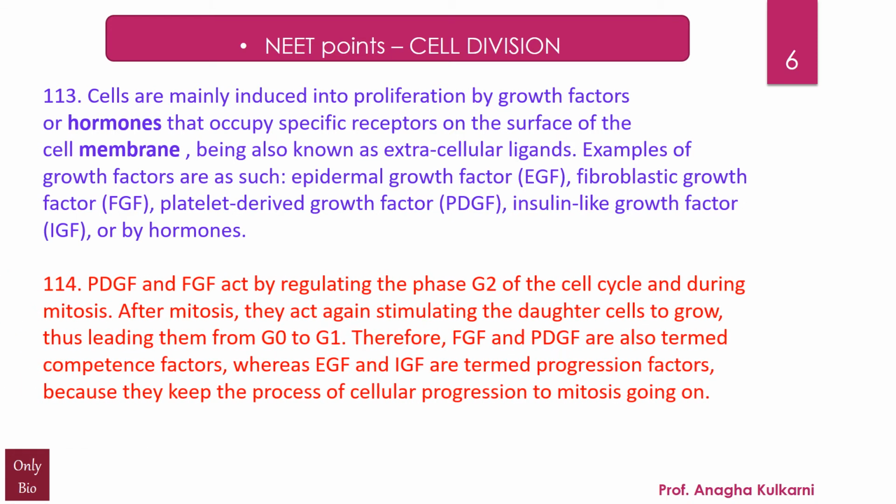Next, PDGF, that is platelet derived growth factor, and FGF, that is fibroblastic growth factor, act by regulating the phase G2 of the cell cycle and during mitosis. After mitosis, they act again, stimulating the daughter cells to grow, thus leading them from G0 to G1. Therefore, FGF and PDGF are also termed competence factors, whereas EGF and IGF are termed progression factors because they keep the process of cellular progression to mitosis going on.